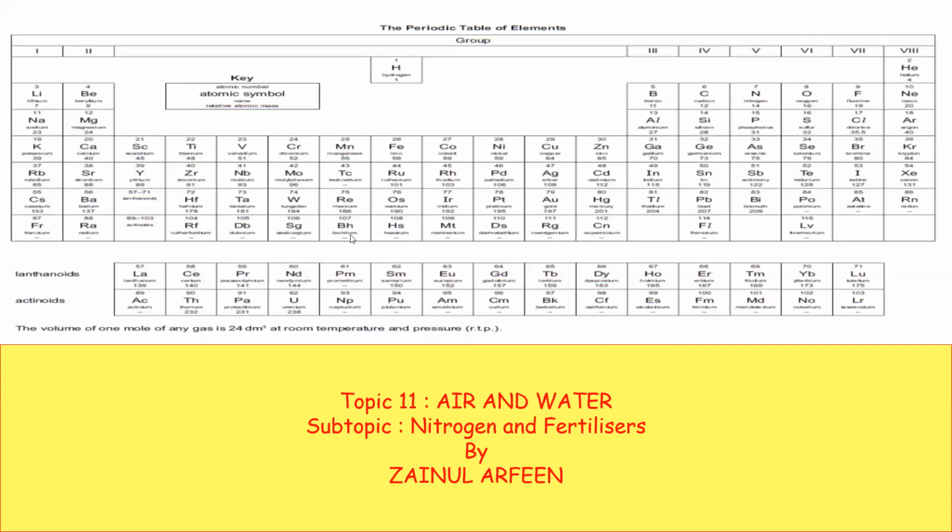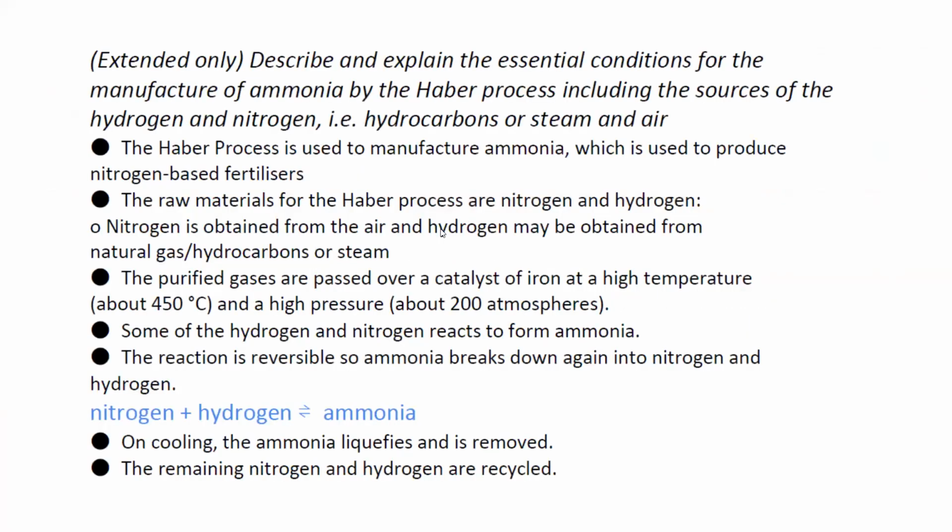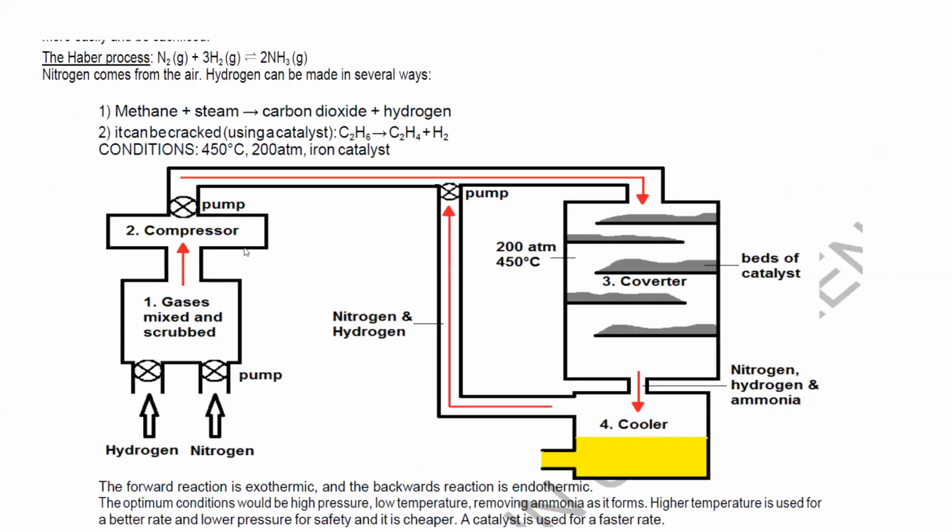So topic 11, which is about air and water, and the subtopic is about nitrogen and the fertilizers. So first thing is the manufacture of ammonia by Haber's process. How we can manufacture ammonia? Ammonia is NH3, by using this Haber's process.